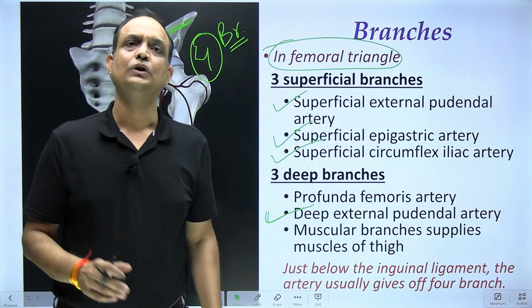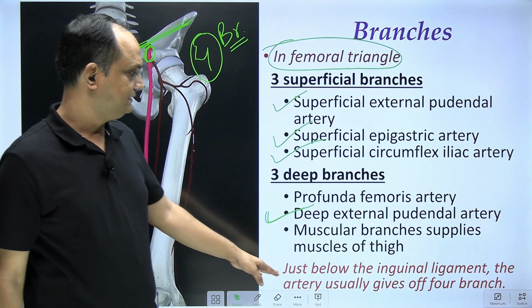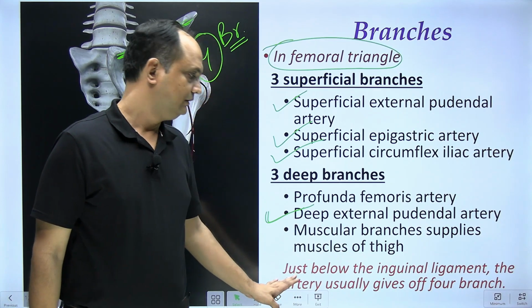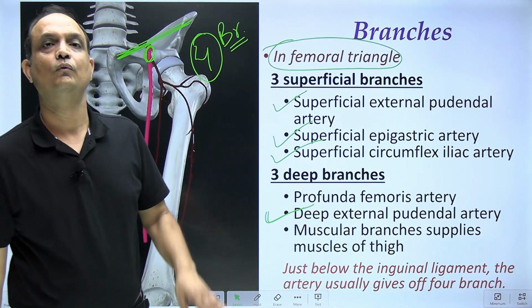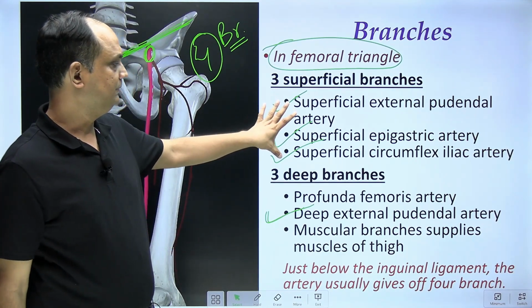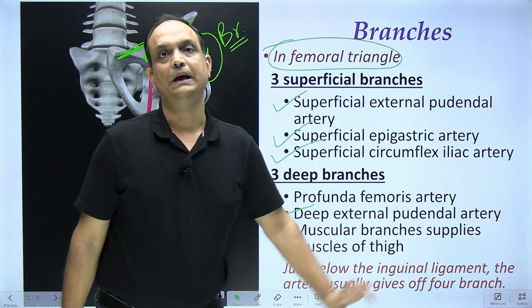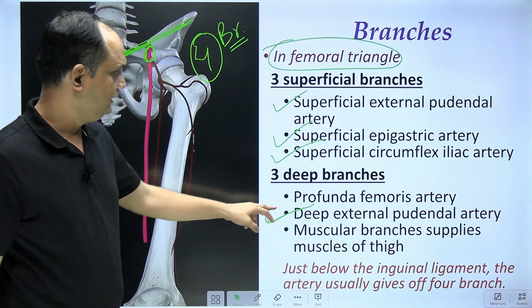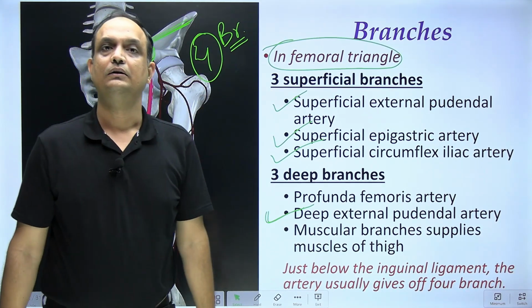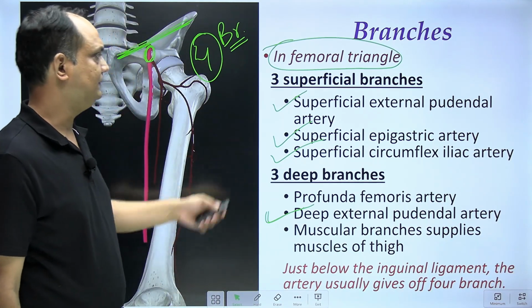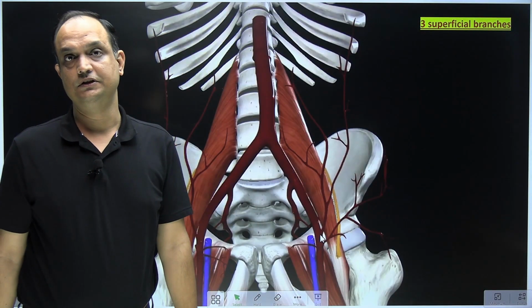So, in some books you might have this line that just below the inguinal ligament the artery gives 4 small branches. What are these 4 branches? 3 superficial and 1 deep external pudendal. So, all these 4 branches arise in this part of your femoral triangle. So, let us see first the 3 superficial branches.